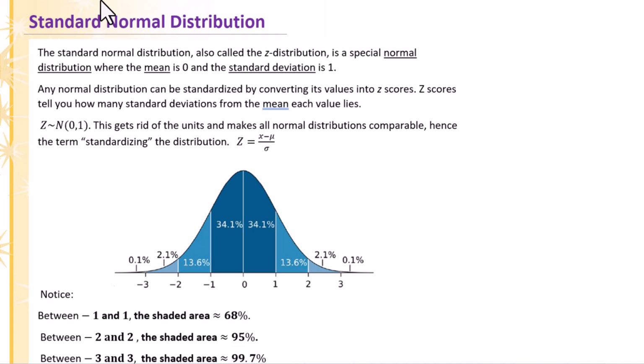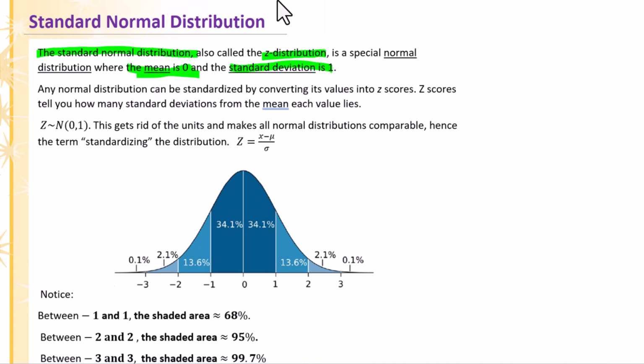This video is about standard normal distribution. The standard normal distribution, also called Z distribution, is a special normal distribution where the mean is 0 and the standard deviation is 1.